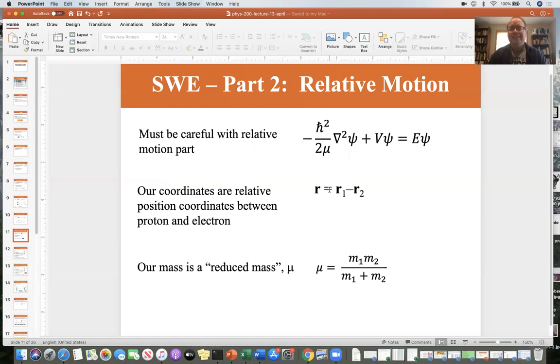The thing that is a surprise is this mass m in the h bar squared over 2m. Notice that's a mu now. This is what's called the reduced mass, and it's given by m1 m2 over m1 plus m2. That's just stated in your book. Let's actually see where that comes from.